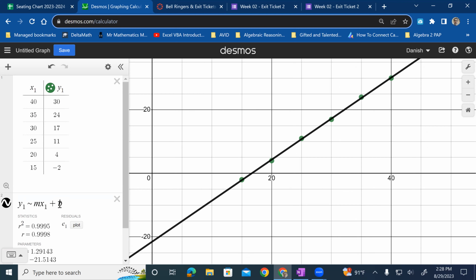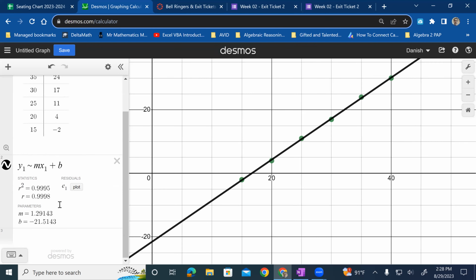And what is the equation of this line? Do you have the values of M and B with you in decimals? The value of M is 1.2914. The value of B is what? Negative 21.5. Agree? Negative 21.5.